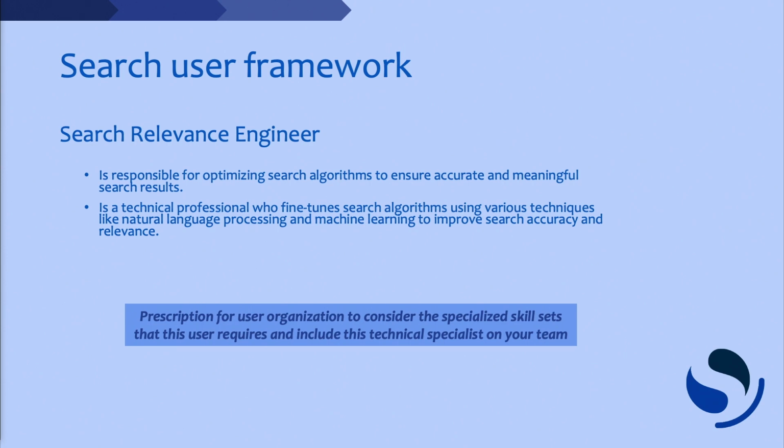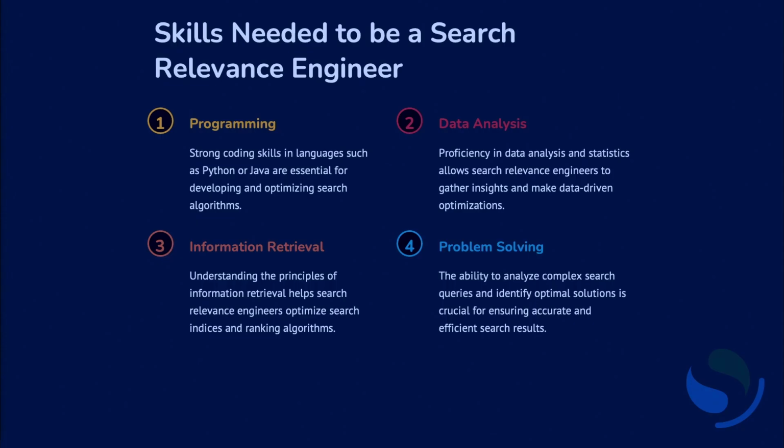But in terms of defining this core persona, this person is responsible for optimizing search algorithms so that they ensure accurate and meaningful search results. And they definitely are a technical professional who understands search algorithms. They use various techniques like natural language processing, ML, and large language models, other things currently that they are working with. So these individuals are usually prescribed to organizations, they have these technical skills, and then they help set up the whole search solution. We'll go into this persona in a little bit.